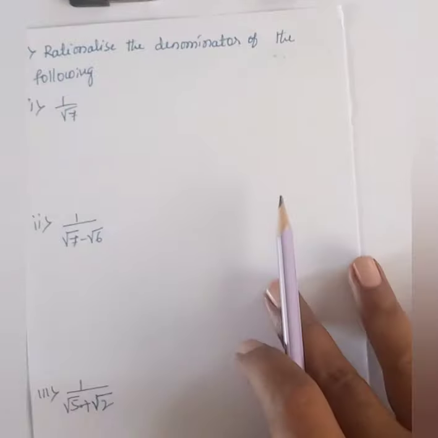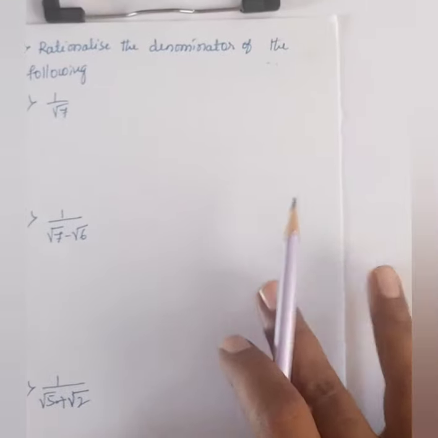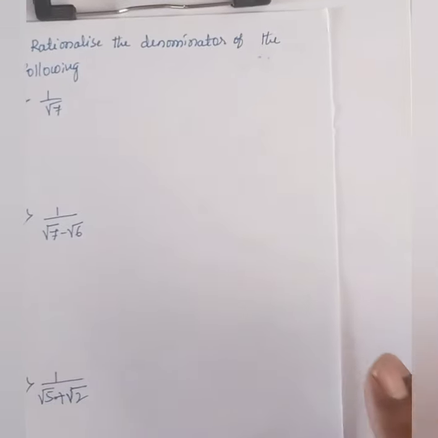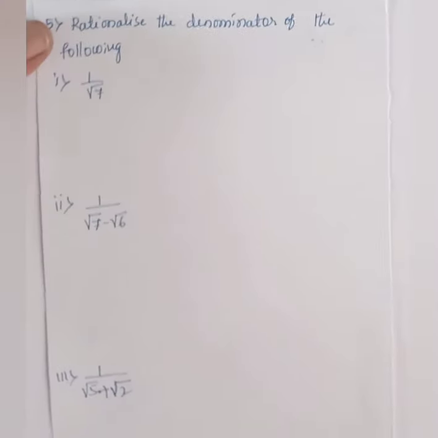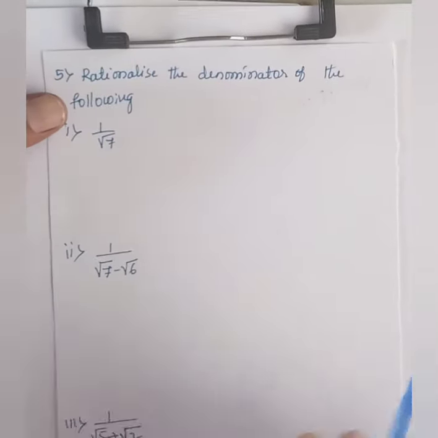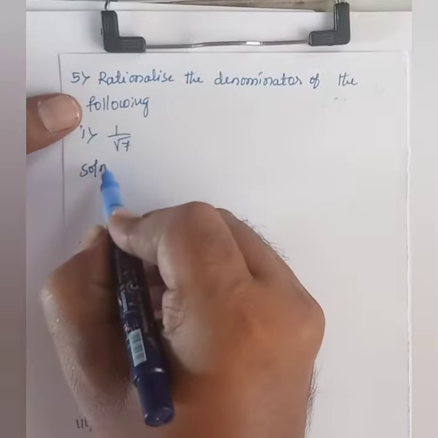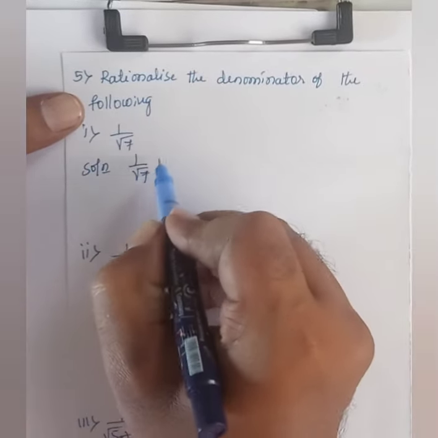Now I'll discuss the next question, that is question number 5. Rationalize the denominator of the following. First one is 1 by root 7. Solution for this one is 1 by root 7.